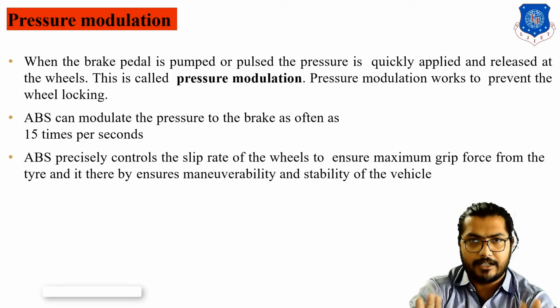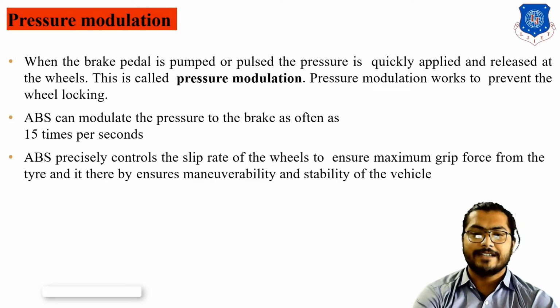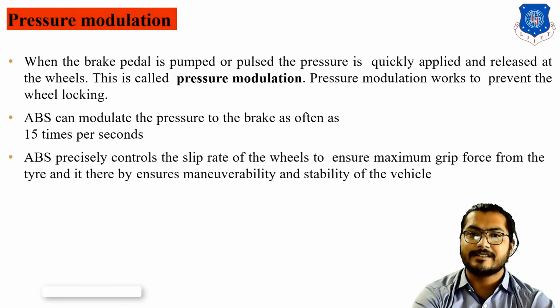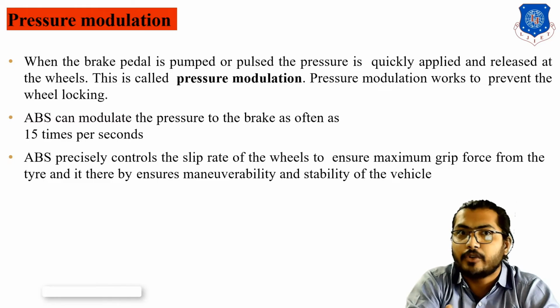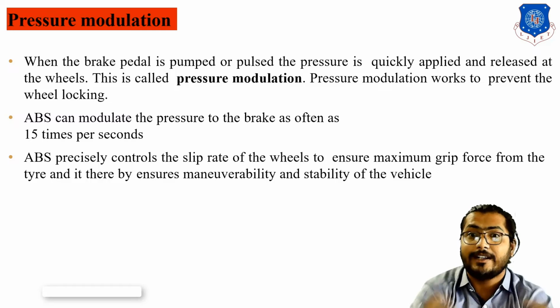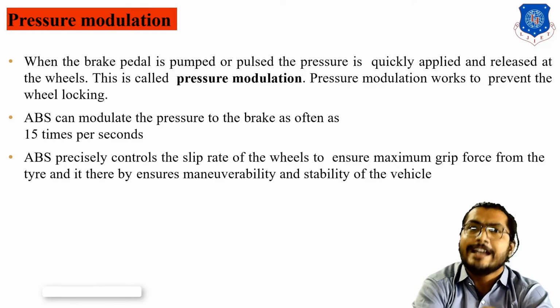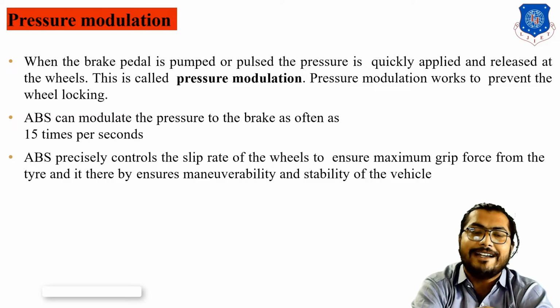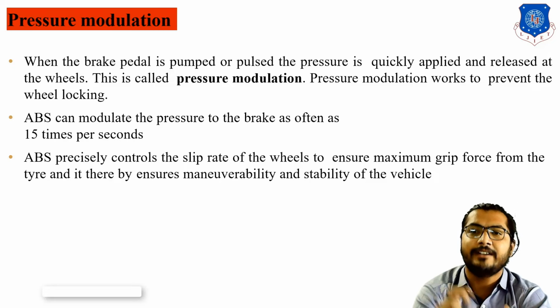What are the components in the ABS system that we discussed? Let me discuss the components introduced in the ABS system. The first one is pressure modulation. When the brake pedal is pumped and pulsed, the brake pressure is quickly applied and released at the wheels. This is done by pressure modulation, and it works to prevent wheel locking. That means pressure modulation is a device to prevent the wheel from locking.